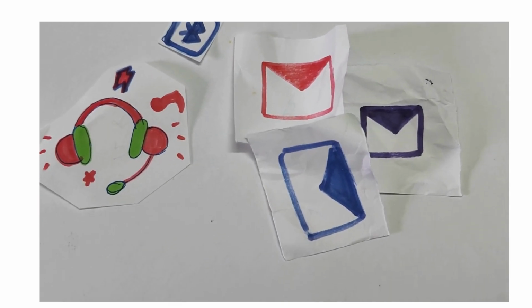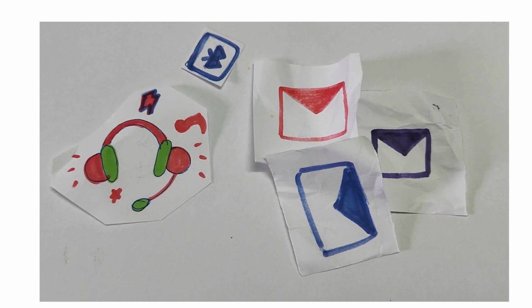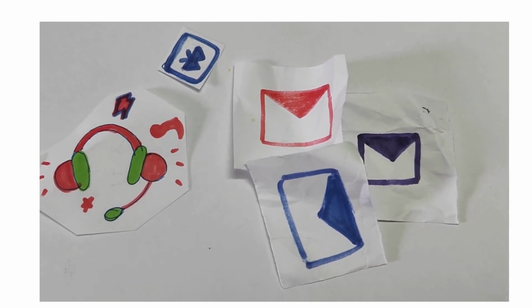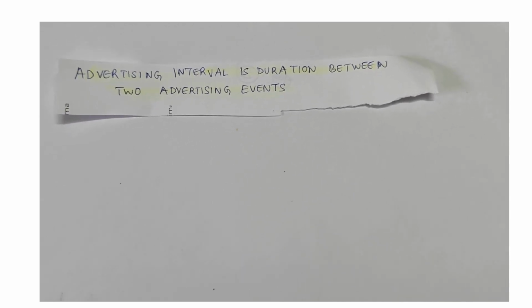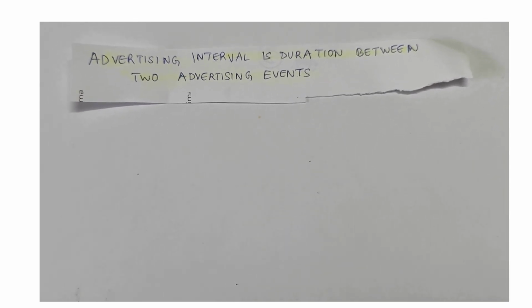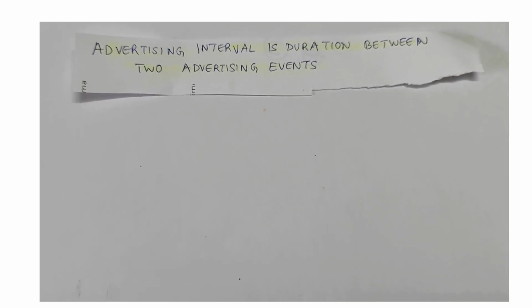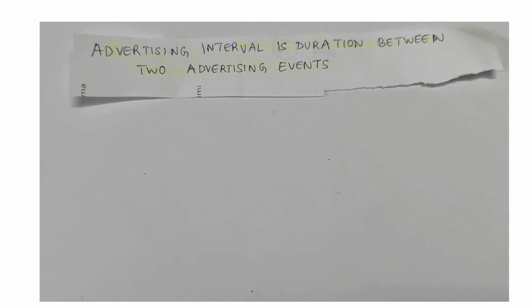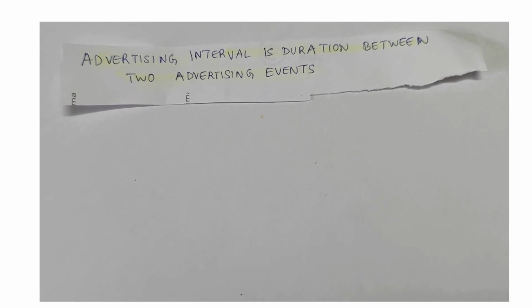So here are two parameters which we will come across and learn today. One is scan interval and one more is scan window. Scan interval is nothing but the duration between two advertising events. Say I send an advertising event, and after 1 minute I send another advertising event. So the interval or the duration between these two events is 1 minute. This is just an example I gave. So scan interval is nothing but the duration between two advertising events.